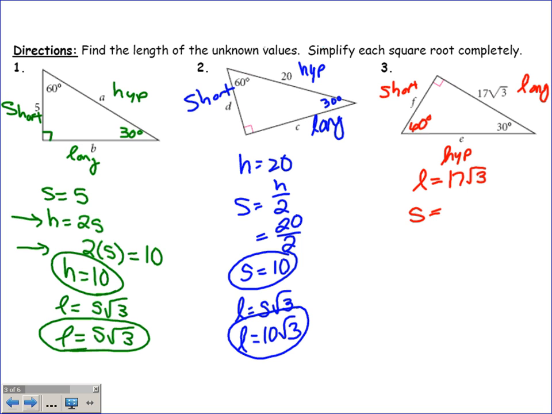Short always equals the long times the square root of 3 divided by 3. It's going to be a little complicated to do, but we can handle it. So that equals 17 times the square root of 3, because that's what our long leg is, times the square root of 3 divided by 3. I'm going to pause there for just a second for people to make sure they can write this down.